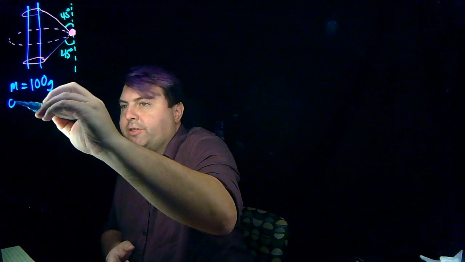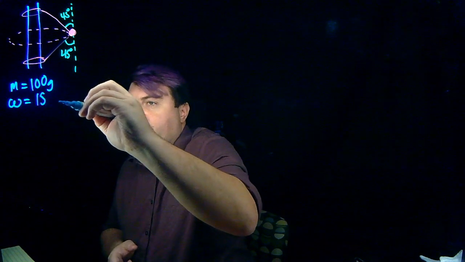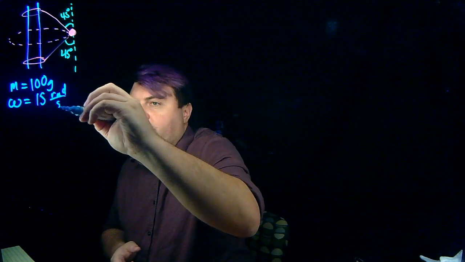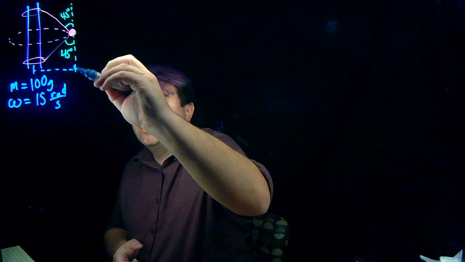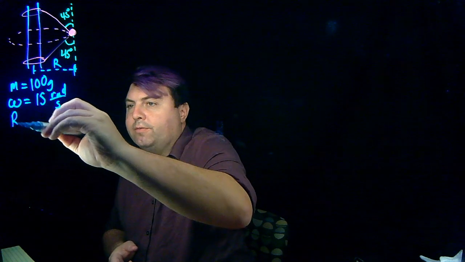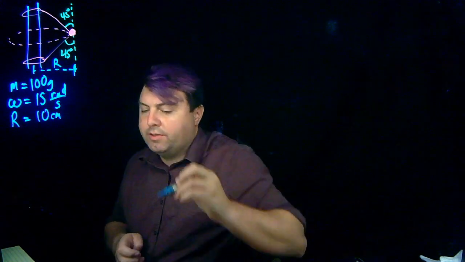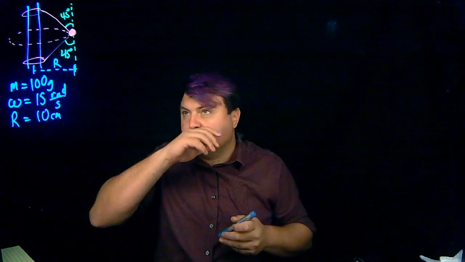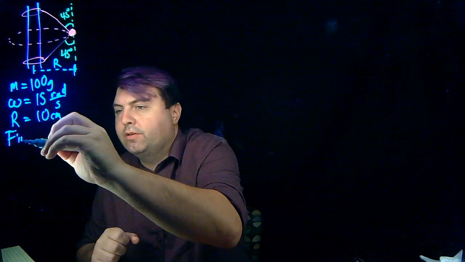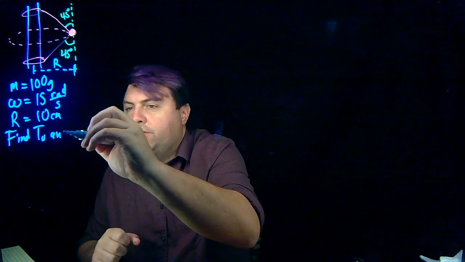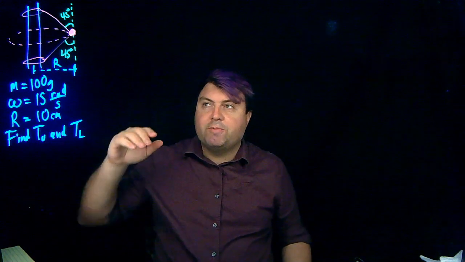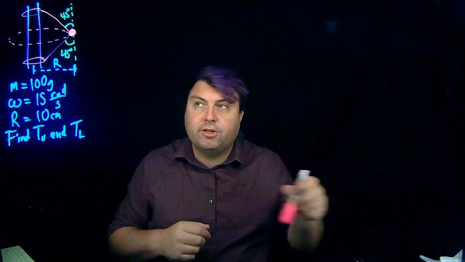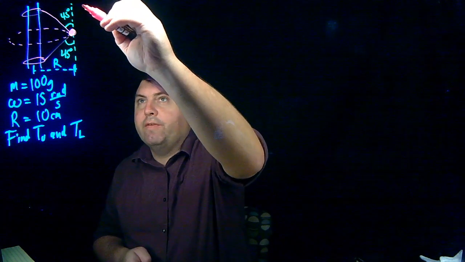We're given that omega is 15 radians per second. And we're given this distance, capital R, is 10 centimeters. So we want to find the tensions, TU and TL.